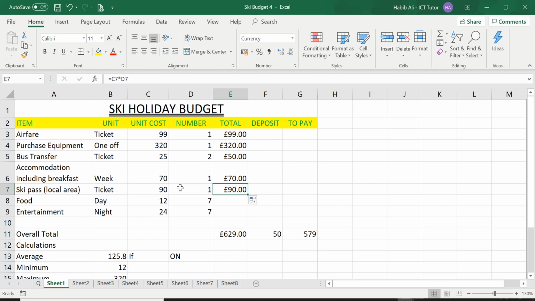So this is what we mean by a relative cell reference. If you bear that in mind when I'm explaining to you what an absolute cell reference is in a minute, then you will understand it even better.